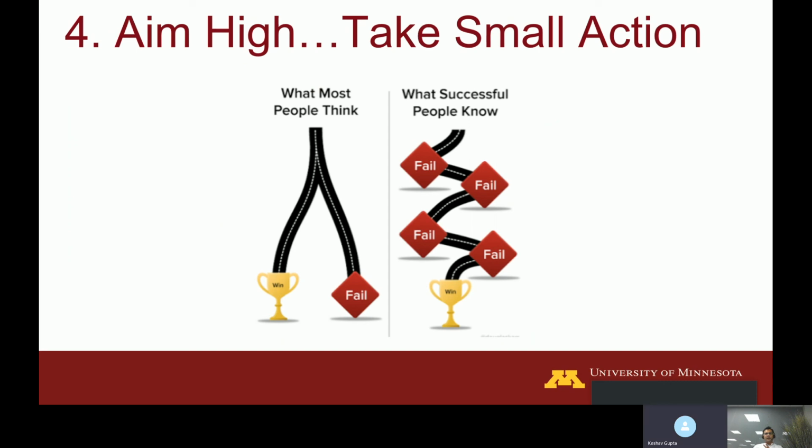My second learning would be aim high and take small action. What most people think about when they think about success and failure is a linear process, where you either become successful or you fail. But if you think about it, successful people know it's a very messy process, and it's nothing close to being linear. You fail many times. It's a very dynamic thing, and you keep trying until you succeed.